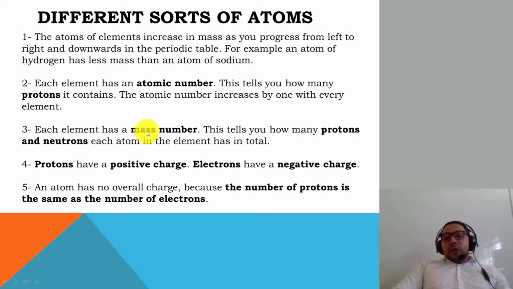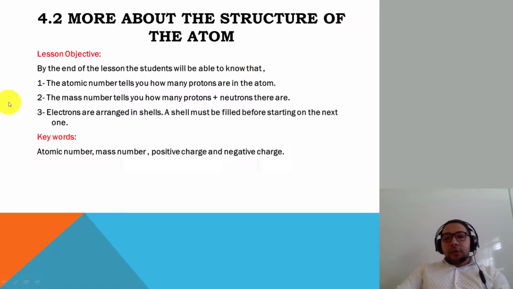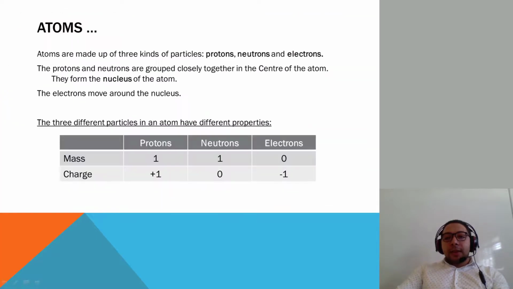And the mass number represents both the number of protons and neutrons. When you add the protons and the neutrons, it gives you the mass number. I want you to remember something: the mass number represents the mass of the element.